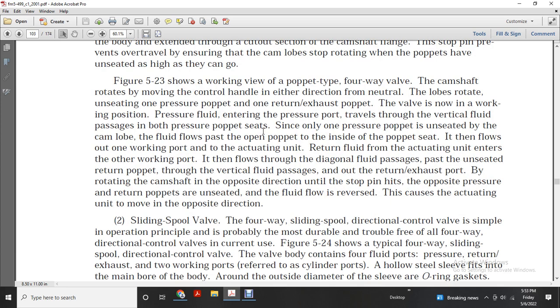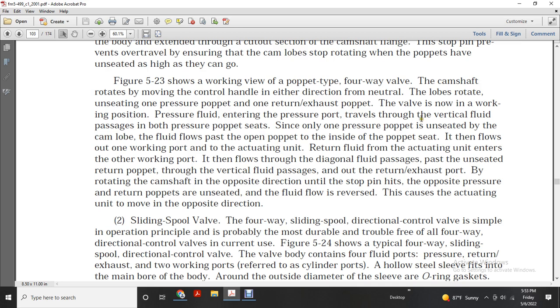Figure 523 shows the working view of the poppet type 4-way valve. The camshaft rotates by moving the control handle in either direction from neutral. The lobe rotates and unseats only one pressure poppet and one return exhaust poppet. With the valve in this working position, pressure fluid enters the pressure port and travels through the vertical fluid path to the pressure poppet. Since only one pressure poppet is unseated by the cam lobe, fluid flows past the open poppet to one working port and to the actuating unit.